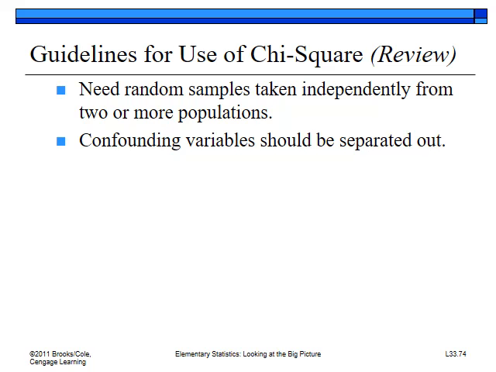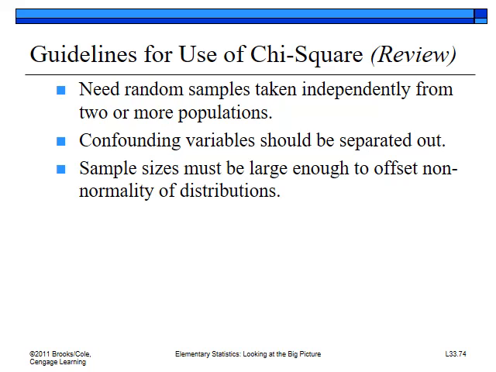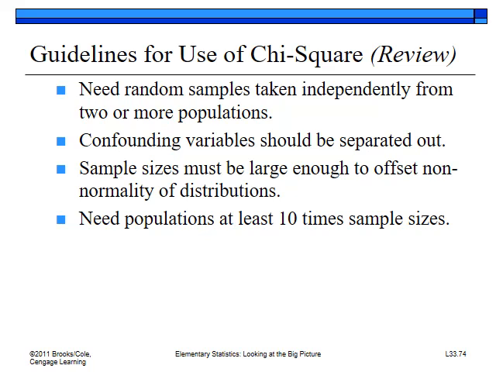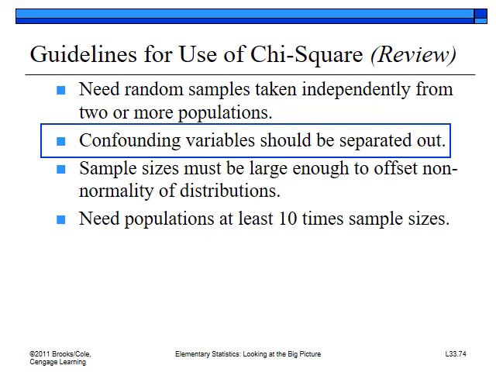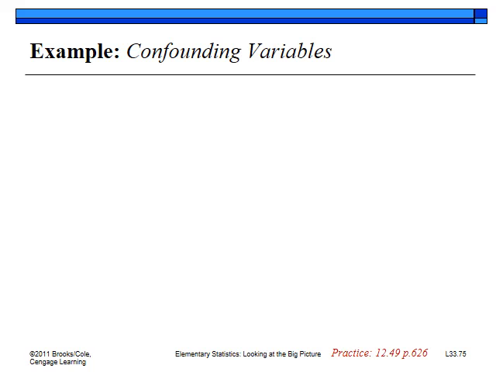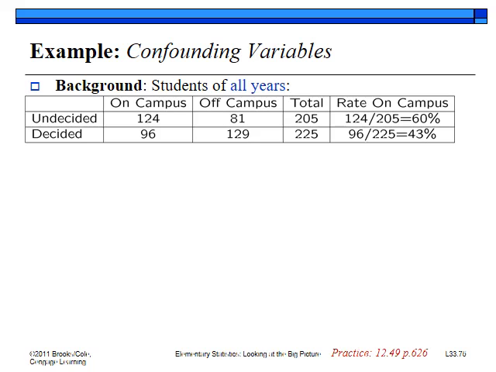So remember, to use chi-square, we need random samples taken independently, we need to control for confounding variables, we need sample sizes that are big enough, we need populations at least 10 times the sample sizes. Let's look at confounding variables. Here are students of all years, on campus and off campus, major decided and undecided. The chi-square statistic for this is 13.6. With 1 degree of freedom, that's huge. A p-value to 3 decimal places is 0.